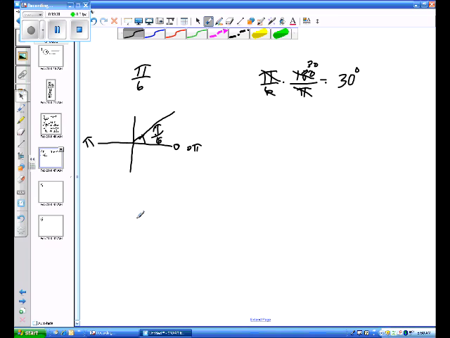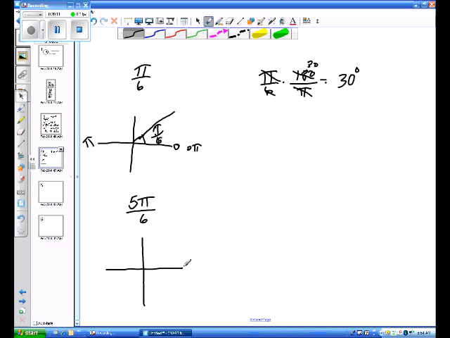Okay, let's take one of quadrant 2, let's do 5 pi over 6. Okay, we want to draw this. Now we have to think, first of all, how does it compare? Is 5/6 less than 1 or greater than 1? Well, 5/6 is less than 1. Your numerator is smaller than your denominator. So that means we're either in quadrant 1 or quadrant 2.